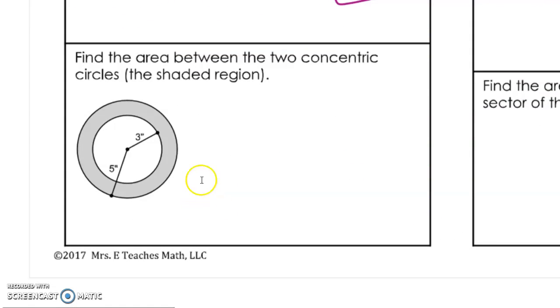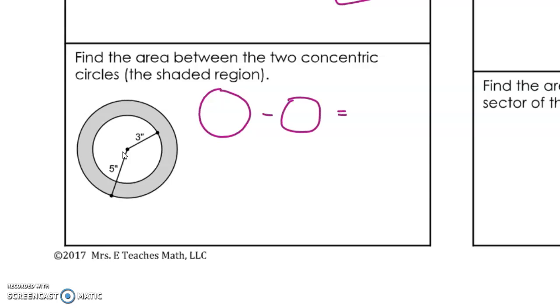Okay, these problems, when they're shaded, it really helps to visualize it as having two shapes that you cut out. So right here, it wants the area between the two concentric circles, the shaded region. Remember, concentric circles are circles that are in the same plane and share a center. So they're kind of stacked on top of each other. To find that shaded donut, we need to take the bigger circle and cut out the middle circle. And what we will be left with is this donut that we're seeing right there.